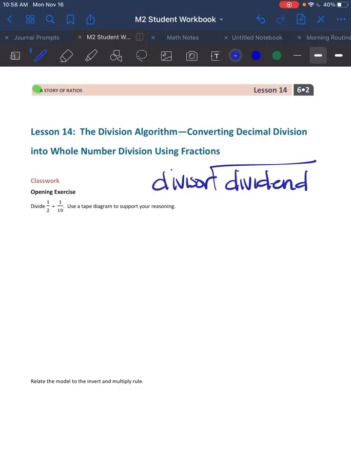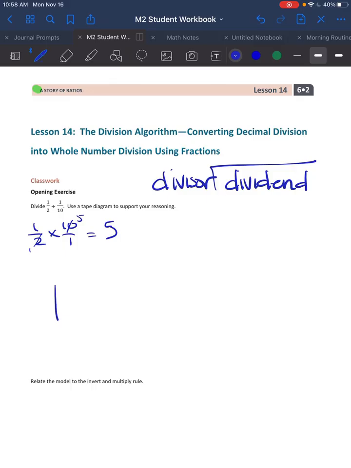Like, if I rewrote this question where I have 1/2 inside the box and 1/10 outside the box, I would write them as decimals. So we'll see that in the next example. First, let's look at this problem. If we do the regular math and keep it, change it, and flip it, I know that my answer is going to be 5, because this can cancel, that can cancel. 5/1.